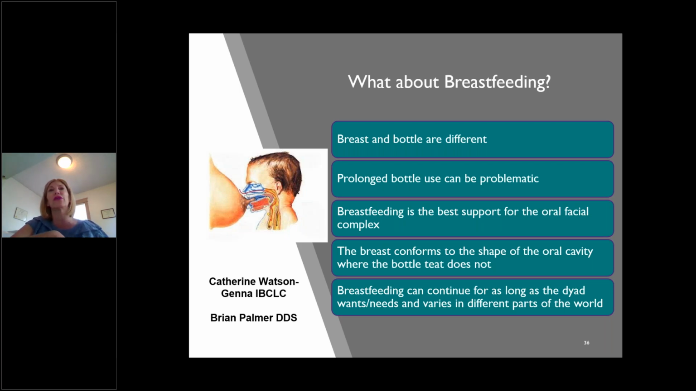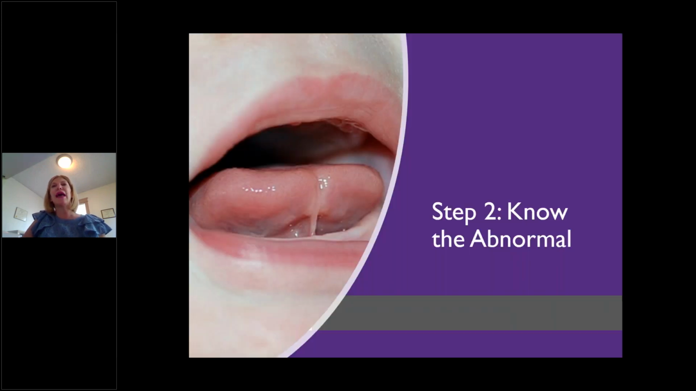or needs. When I first started learning about feeding therapy, they treated breastfeeding just like the bottle, 13 to 15 months, done. It was shameful to do otherwise, and now the World Health Organization and many dentists and breastfeeding specialists have educated us that that's not the fact. So step 2, know the abnormal.